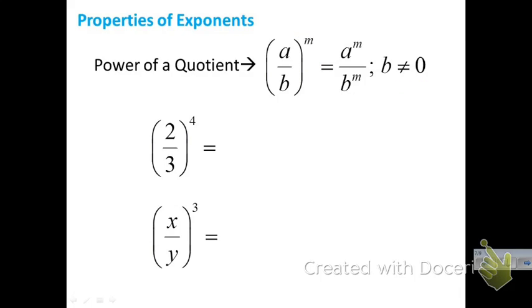So with these, we're going to take this 4, distribute to both, so you get 2 to the 4th over 3 to the 4th. We can rewrite that. 2 to the 4th is 16, over 3 to the 4th is 81.